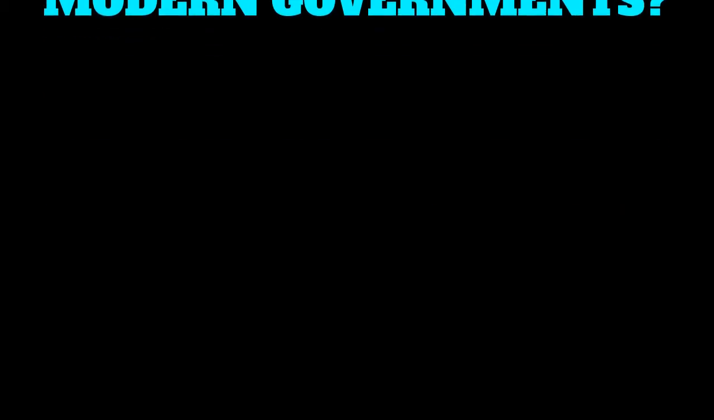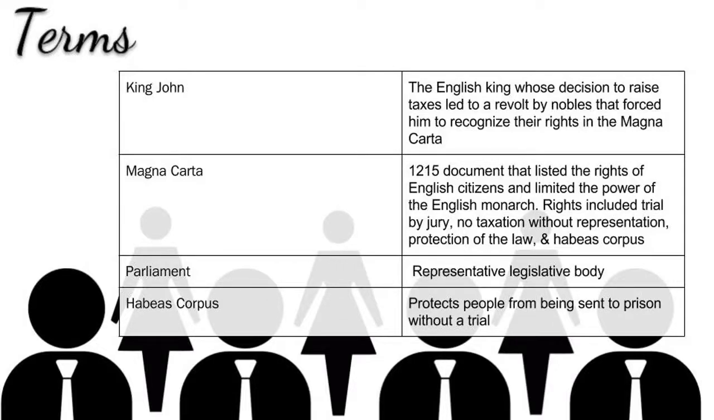Just a reminder, you've got a podcast quiz coming up pretty quickly and a review of the terms and names: King John, Magna Carta, Parliament, habeas corpus.